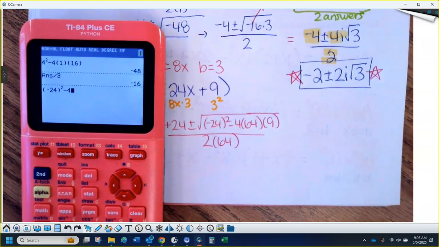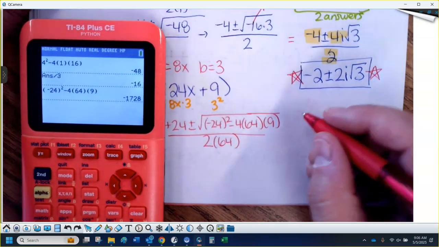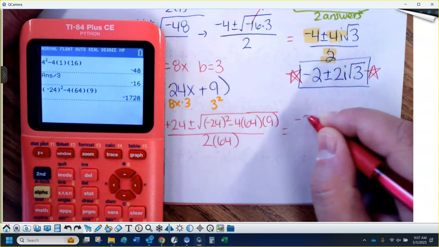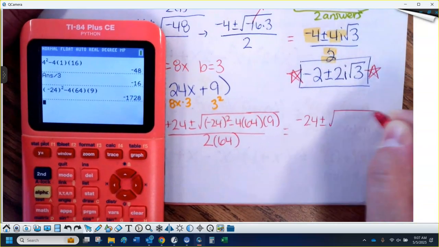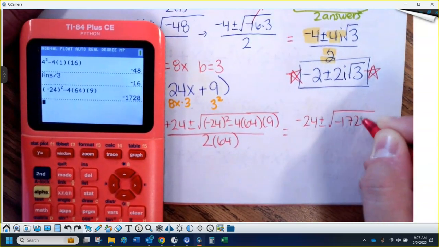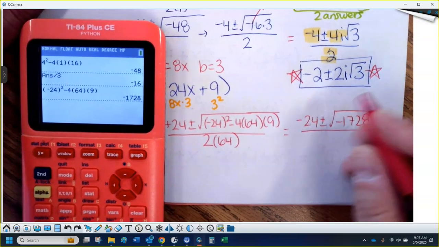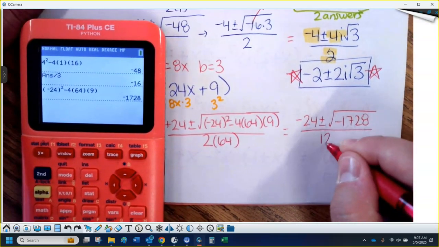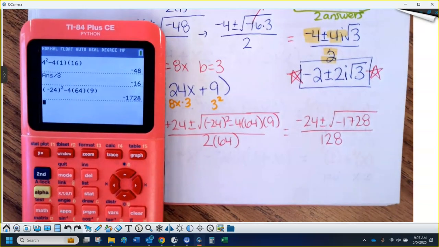Okay, now, we're going to do that negative 24 squared. I'm just doing under the square root 4 times 64 times 9. And you're like, what the heck? This is negative 24 plus or minus negative 1728 under the square root. The bottom is going to be 2 times 64, which is 128.